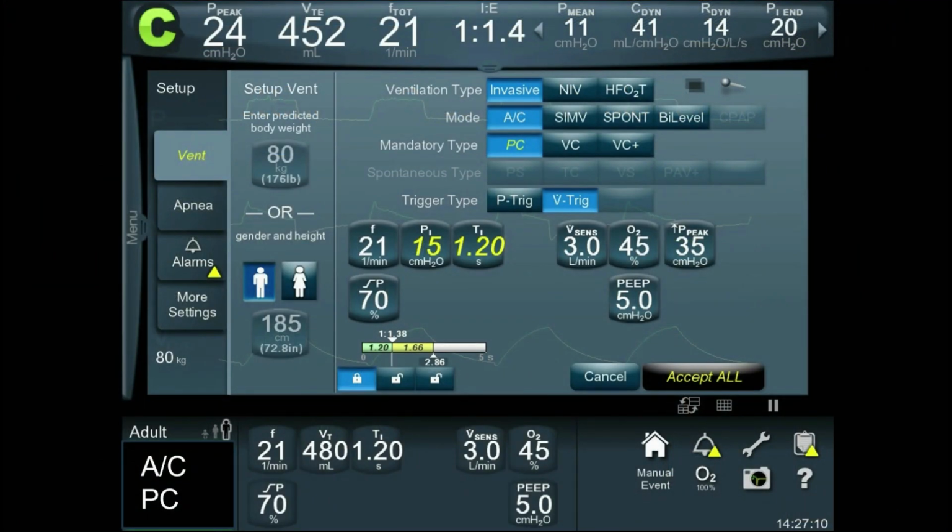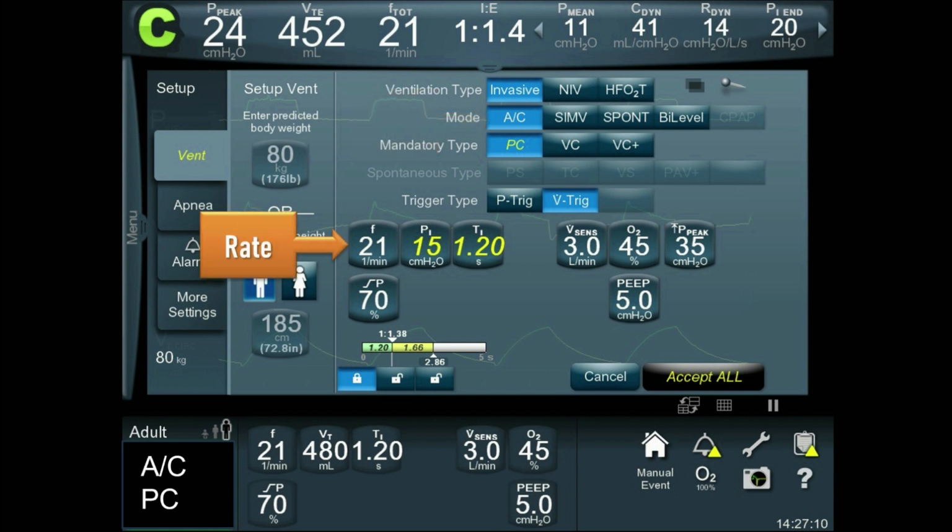Here is a screen of a Puritan Bennett ventilator that you're setting up to put the patient on pressure assist control. So we start off here. Here's our control, pressure control. The type is assist control. There are alternative ways of delivering pressure control that we'll mention in subsequent tutorials.